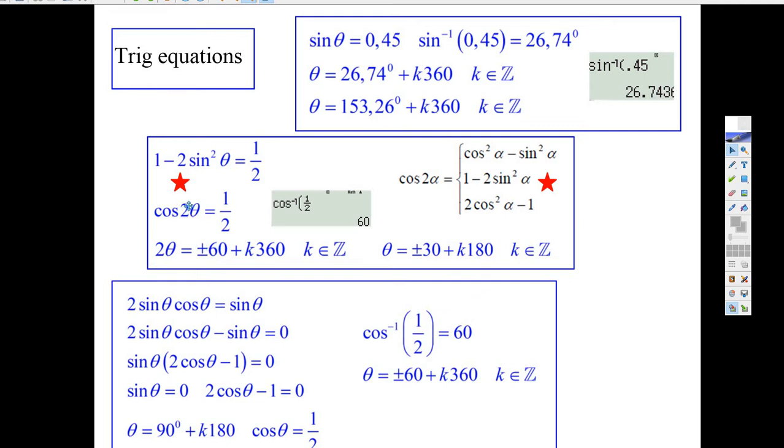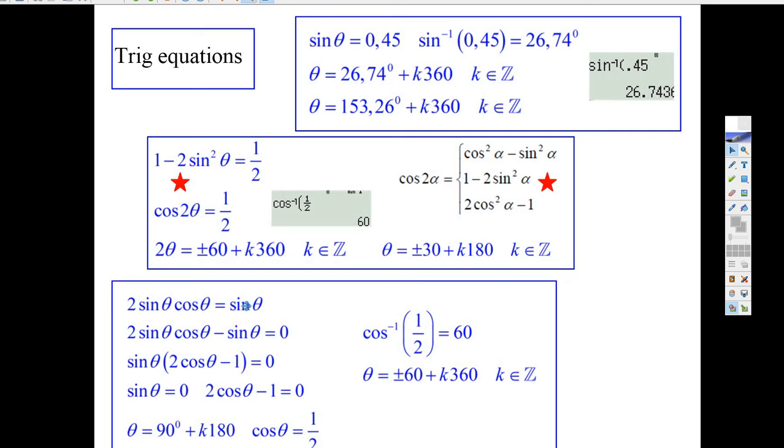That's how cosine works. So now we know the angle 2 theta is plus or minus 60. But we want to find out what theta is, so we divide everything by 2. And there's our general solution. Plus or minus 30 plus k times 180, 360 divided by 2. And k is an element of the integers there. Any number will work, positive or negative counting number.